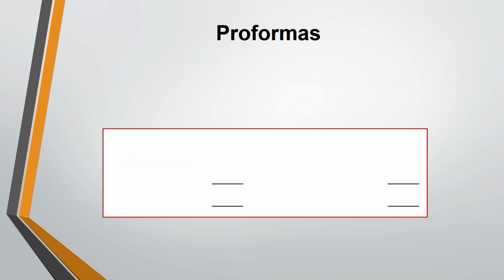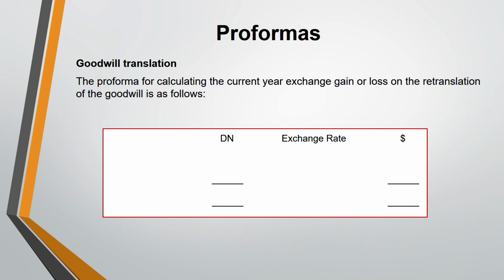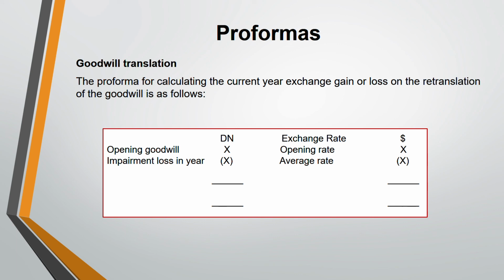Then goodwill translation. So goodwill translation, same way how you have done for opening net asset and profit, but here you are putting goodwill. So goodwill at opening rate initially, then impairment. If there's any impairment related to goodwill, deduct that impairment. And impairment, since it's an expense, you are translating it using average rate. Then closing goodwill, closing rate. Because if you see opening goodwill minus impairment loss under dollar, if you calculate, it will not be the same as your closing goodwill. There's a difference. That's why there's an exchange difference. Here also it could be a gain or a loss.